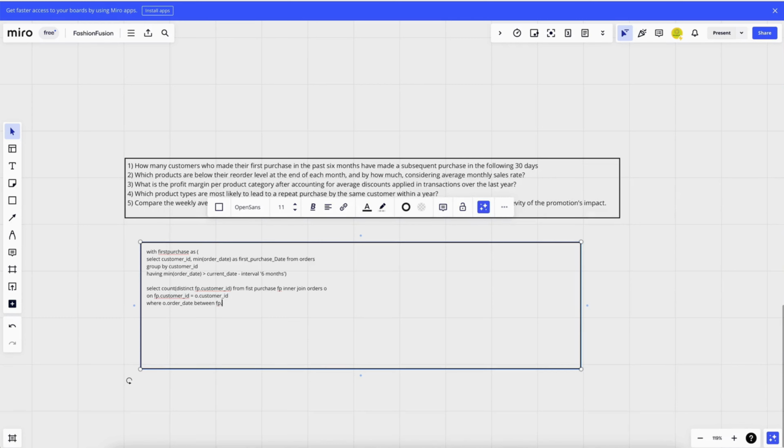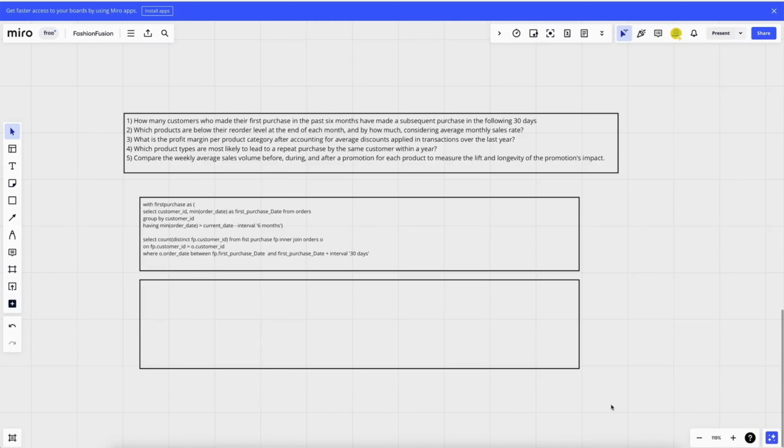our minimum, or the first purchase. So first purchase, this date here. So I'll copy this one and this one plus 30 days. So this should solve the first SQL statement here.